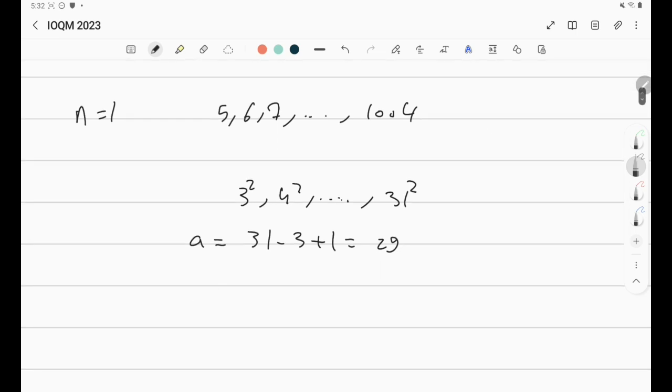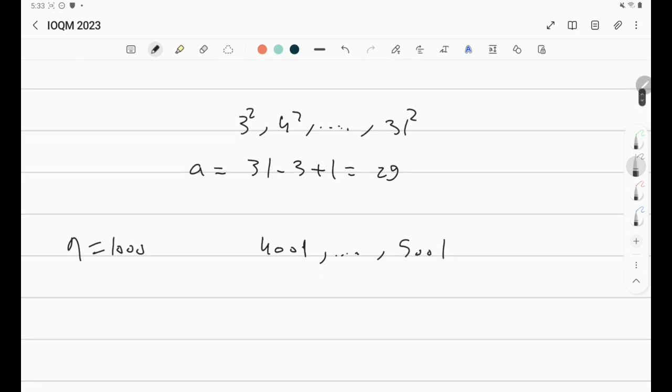Now let's go for b. We're going to do the same thing, but the opposite. So for n equals 1000, the first one for n plus 1 is just 4001, and we're going to continue till 5001, and we're going to do the same thing. What's the first perfect square that is greater than 4001?